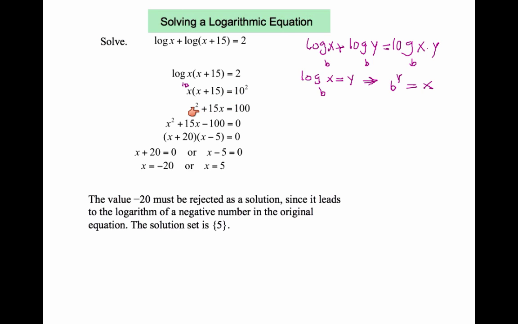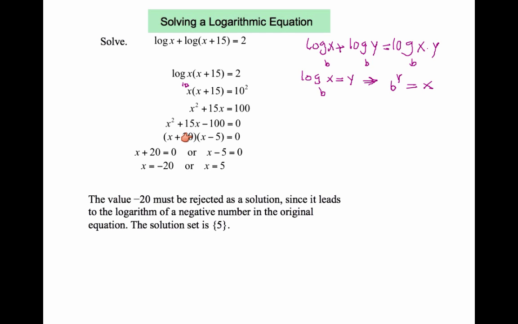So x times x plus 15 is equal to 10 squared, or 100. And distributing the x, I get the second order equation, x squared plus 15x. If I move the 100 to the left by subtracting 100 from both sides of the equation, here I get x squared plus 15x minus 100 is equal to 0. We can either factor this or use the quadratic formula. Looks like it's factorable. 20 and 5 would be the product of 100, and if I have plus 20 minus 5, that would be the sum of 15.